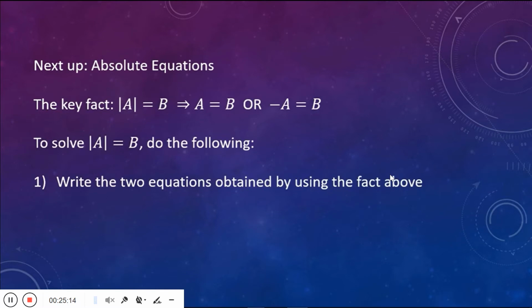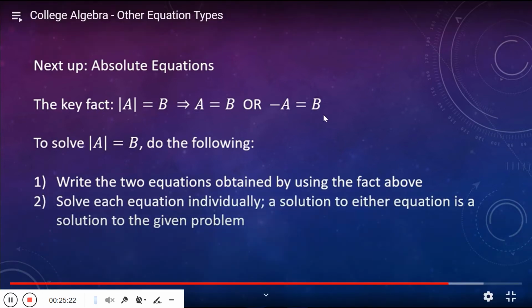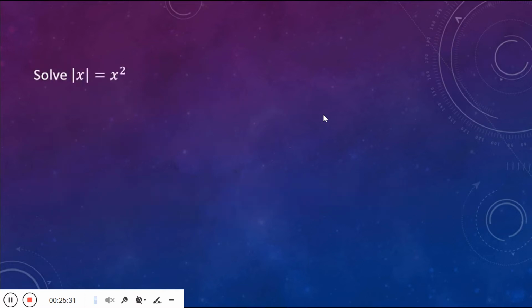So to solve an absolute value equation, we're going to do the following. We're going to write the two equations obtained by using this fact here, and then you're going to solve each equation individually. A solution to either equation is a solution to the given problem.